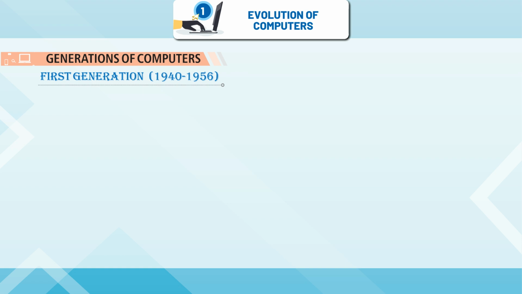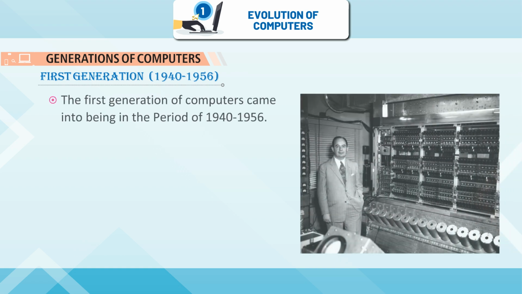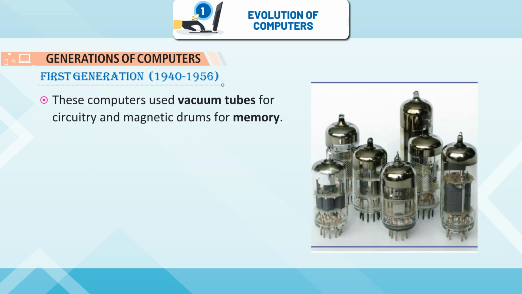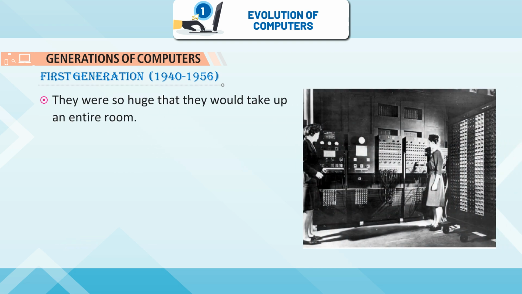First generation, 1940 to 1956. The first generation of computers came into being in the period of 1940 to 1956. These computers used vacuum tubes for circuitry and magnetic drums for memory. They were so huge that they would take up an entire room.